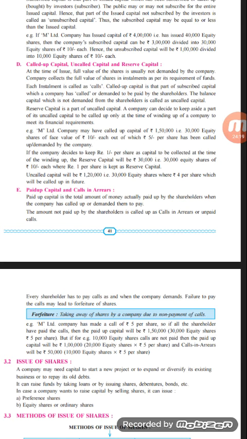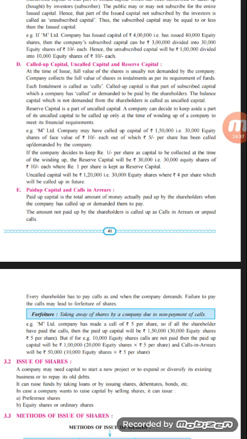The balance capital which is not being demanded from the shareholders is known as the uncalled capital. So the amount that is remaining unpaid from the investor on the equity share is known as the uncalled capital, where the company will call this kind of capital at a future date, depending upon the need of the capital and its requirement.